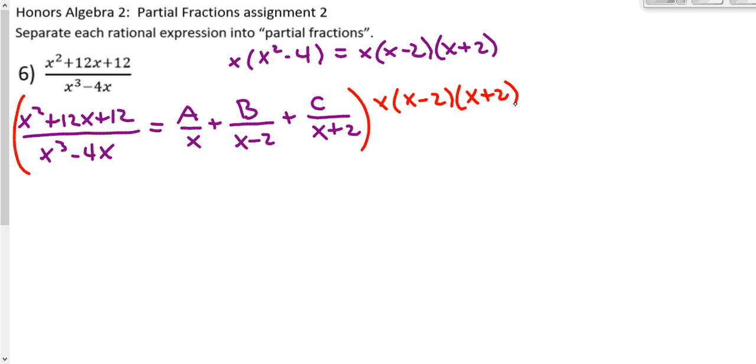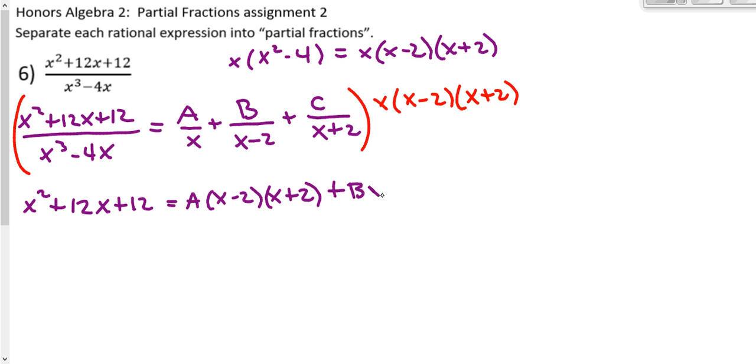And so what we get is x squared plus 12x plus 12 is equal to a times the quantity x minus 2 times the quantity x plus 2 plus b times x plus 2 plus c times x minus 2. Okay, now I'm going to use the method where we substitute in convenient values of x. So I'm going to let x equal 0.